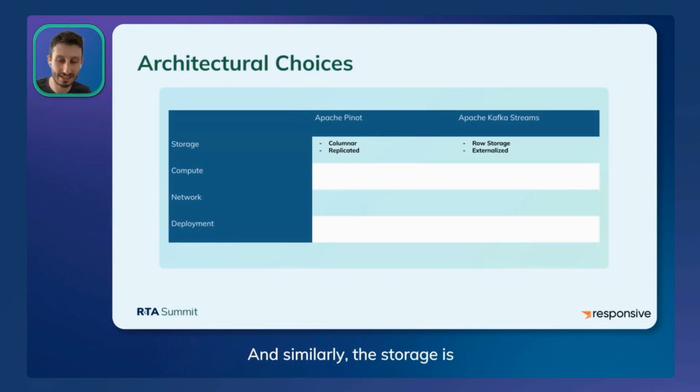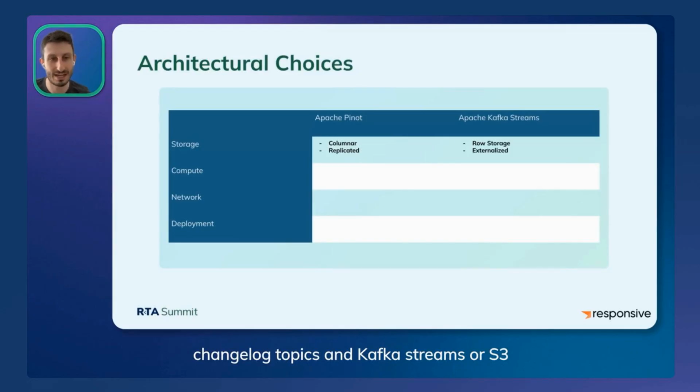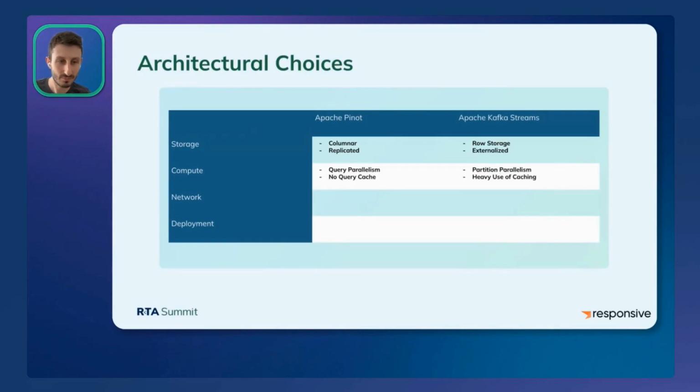And similarly, the storage is typically externalized. So instead of storing multiple copies of the data within the database, you store it somewhere else, like in Kafka for changelog topics and Kafka Streams, or S3 snapshots for something like Flink. For compute, you'll see different models of parallelism and caching.